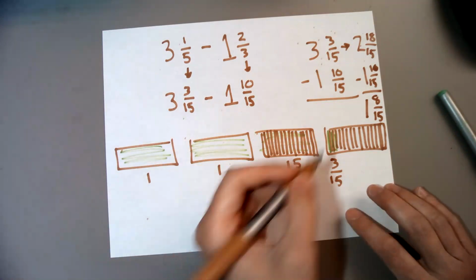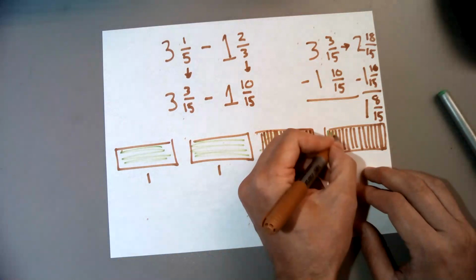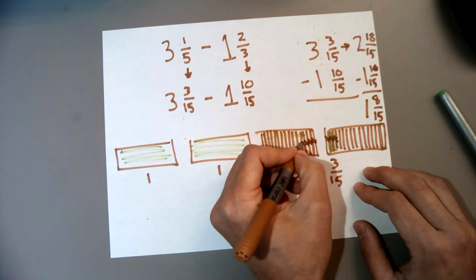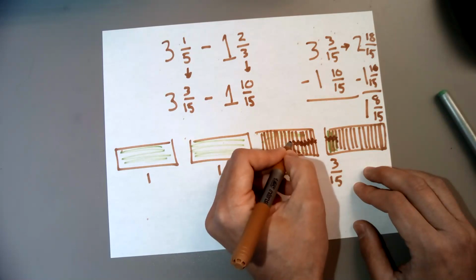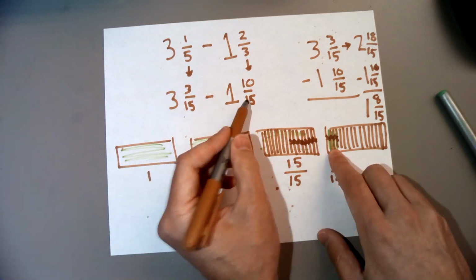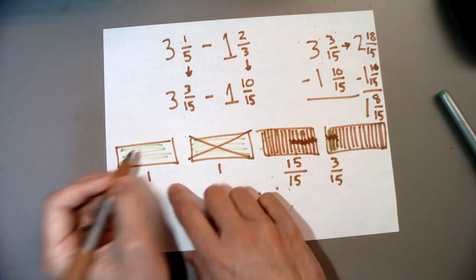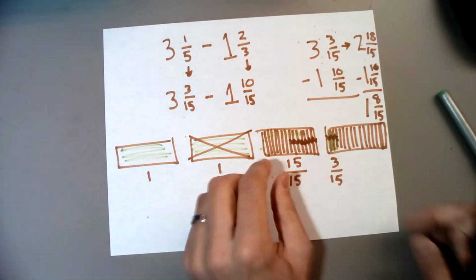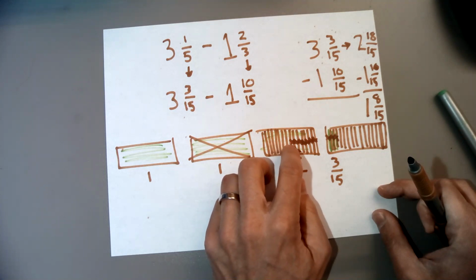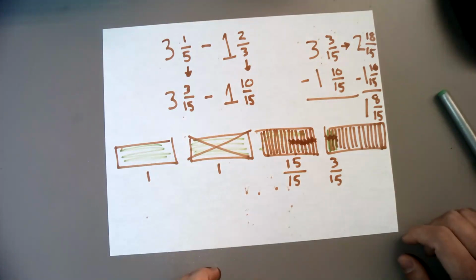It's going to be really tough to X out here, but I'm taking 10/15 away. 1, 2, 3, 4, 5, 6, 7, 8, 9, 10. So I took my 10/15 away. Now I have to take my 1 whole away. And what am I left with? I'm left with 1 whole and how many 15ths? 1, 2, 3, 4, 5, 6, 7, 8. Yes, 1 whole and 8/15 are left.